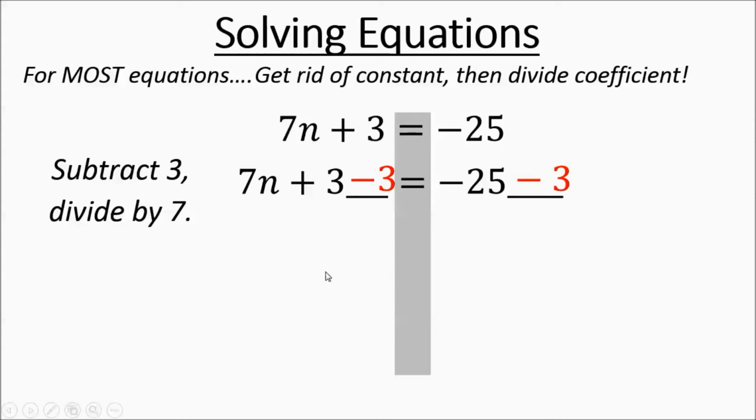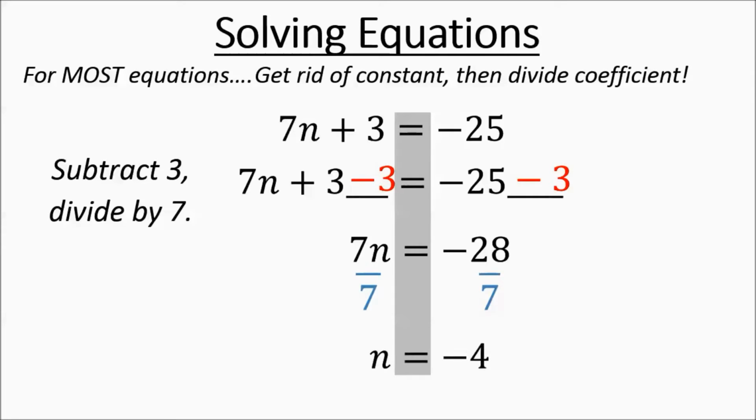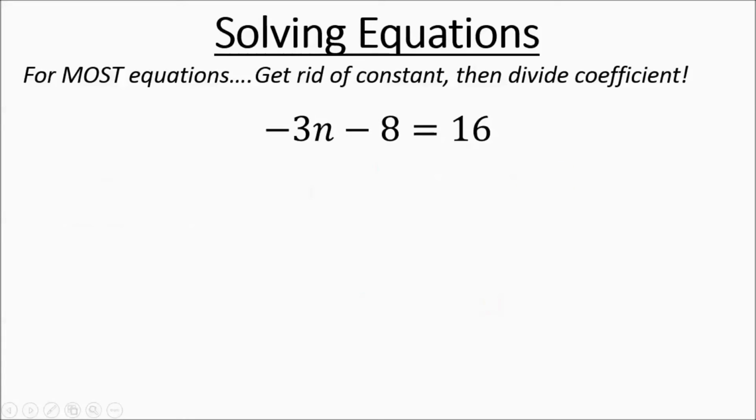The 7n is left over on the left side. You need to remember your integer rules. Negative 25 minus 3 gives you a negative 28. To get rid of the 7, you're going to divide both sides by 7. So n is going to equal negative 4. And when you plug that negative 4 back in the original equation, 7 times negative 4 is negative 28, and then add 3, you do get the negative 25.